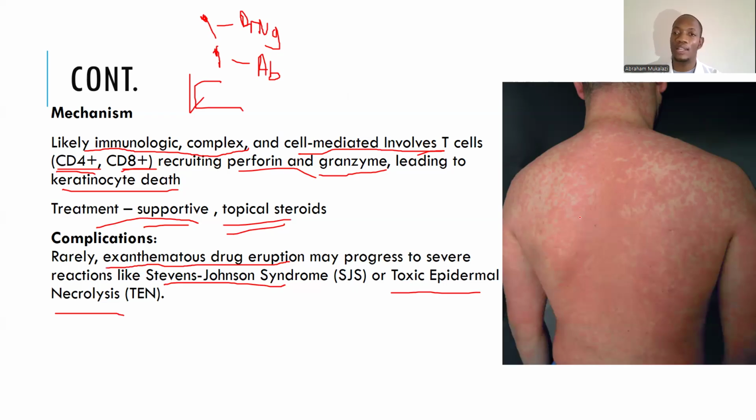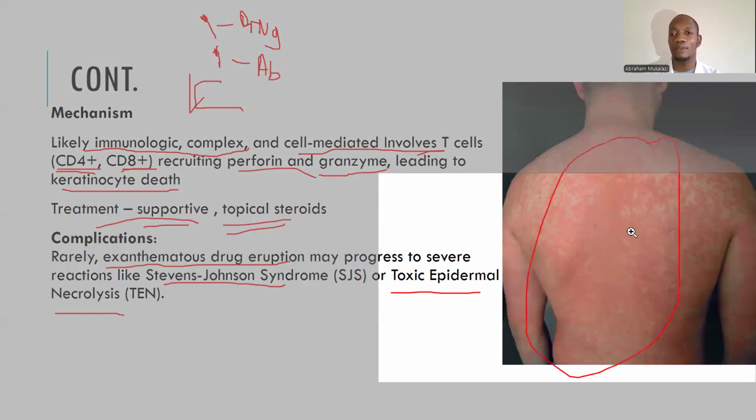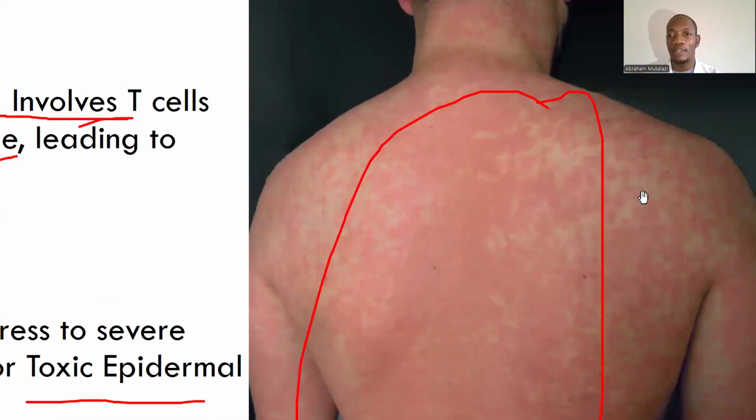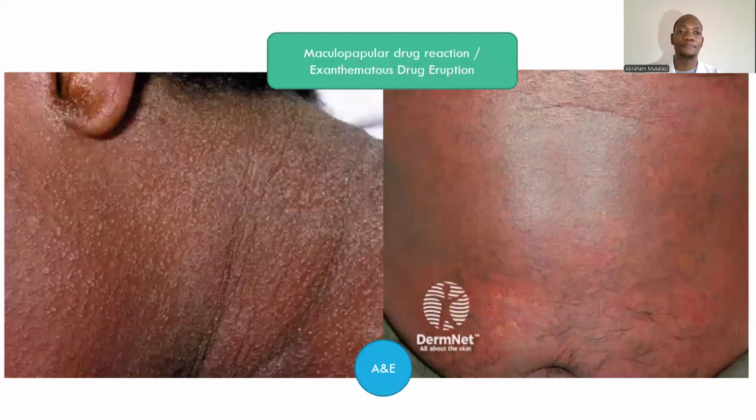So in these pictures you can see here, you see this background of erythema. If I may zoom in, you will see the maculopapular rash, the few macules and papules in this area, which are all erythematous. So that is what we call exanthematous drug reaction.